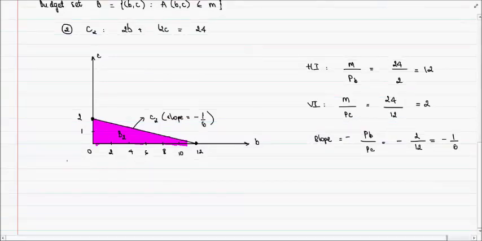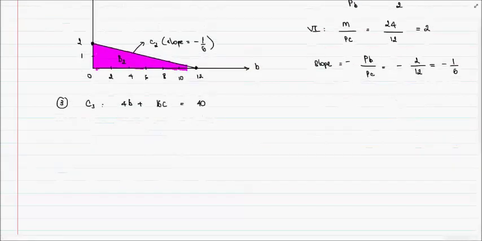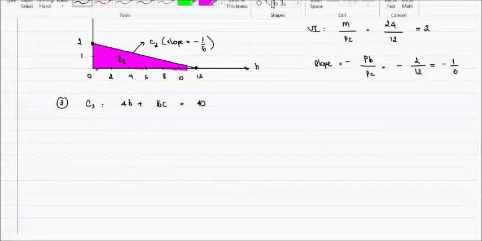Okay, so case 3 will be very similar. I got the budget constraint is C3, which is for B, plus 16C, and that equals 40. So I'm going to do exactly the same thing.